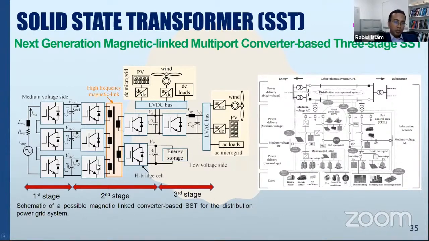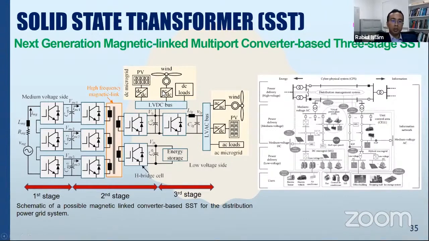So here you see, this is the high voltage side or medium voltage side, right? And this side is the low voltage side. That means the low voltage DC bus is here, the low voltage AC bus is here, and energy storage is here. This is a typical scenario, but we can change the circuit connections according to our requirement. In the low voltage DC bus, we can interconnect PV, wind, and DC load as well. In the low voltage AC network, we can connect renewable sources and AC load there. Then we can consider this the AC microgrid.